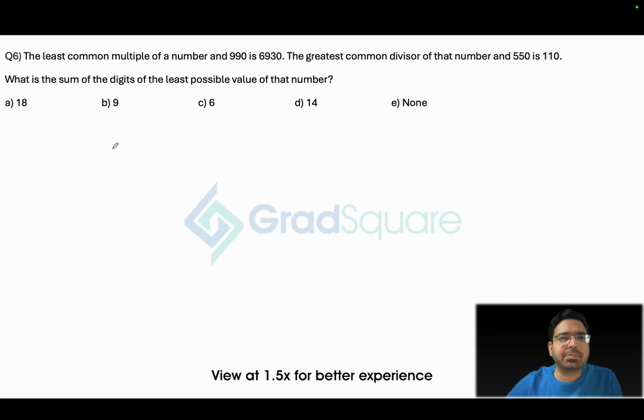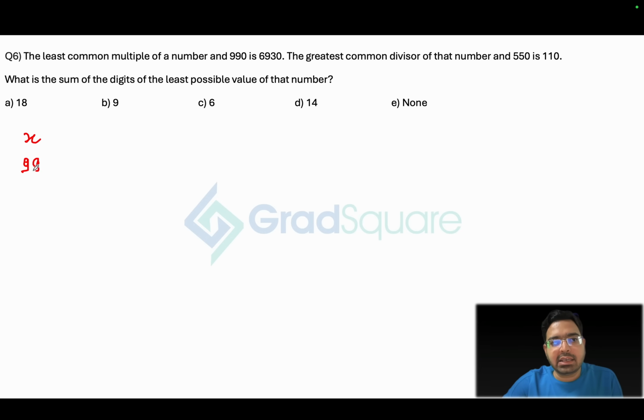The least common multiple of a number and 990 is 6930. So let me take that number as x and the other number as 990, and the LCM of the numbers is 6930. Now if I look at the LCM, 6930, I need to ensure that 6930 is divisible by x also and 990 as well.